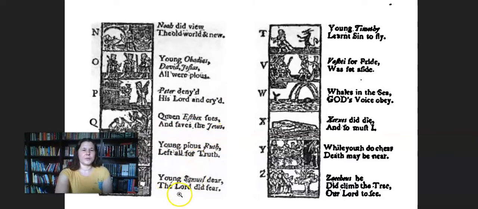However, you have some with an emphasis on mortality, like Xerxes did die, and so must I, right? Kind of morbid too: while youth do cheer, death may be near. Okay, so you're young, having a good time, but death may be near, right? So there was no shying away in these older alphabets from controversial subject matter that the children needed to look at. We think of appropriate content for children now, but that wasn't really a concern back then.